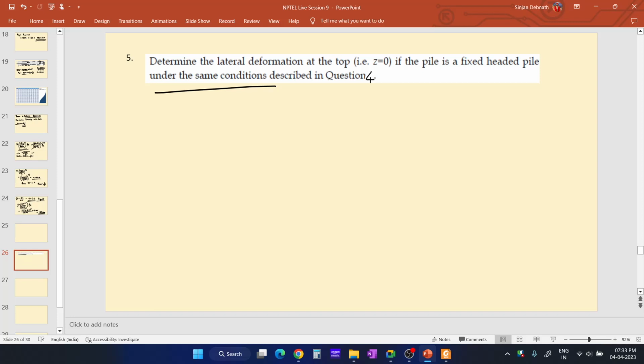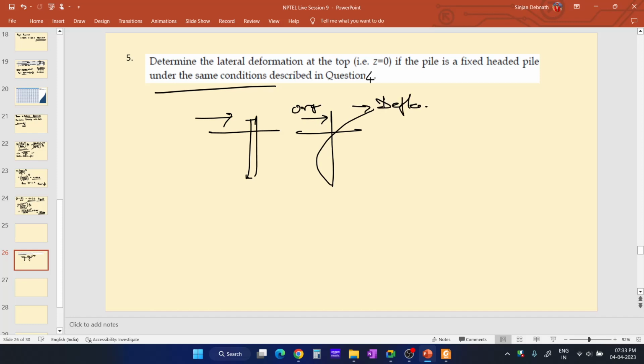Similar thing happens over here. Suppose you have a pile cap like this. Suppose we have a free-headed pile like this, and if you apply a load over here, it will deflect like this. Okay, this is the original position, and this is the deflected. So now, this is the free-headed pile.